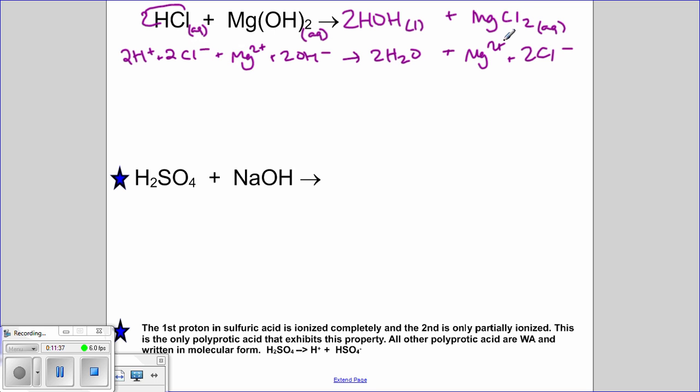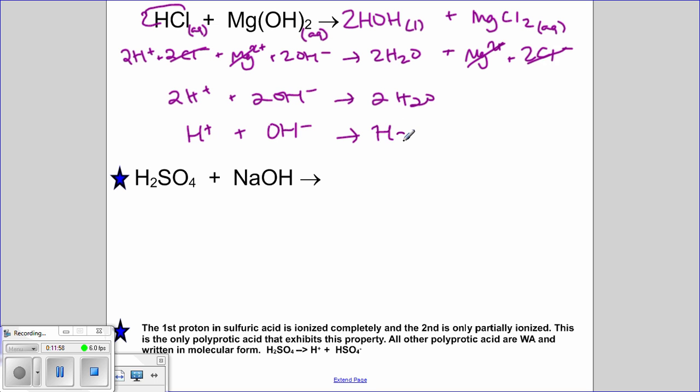Once you go through and cancel out your spectator ions, you'll see that magnesium 2 plus goes away, 2 chlorines go away, leaving us with 2H plus, 2OH minus yielding 2H2O. Is that the final answer? No, we need to reduce this down to 1 H plus, 1 OH minus, and an H2O. That's because the NIE needs to be in the lowest coefficients across the board. And if you want to keep that labeled liquid so that you don't forget there's a reason you didn't cancel that out. Okay, so that's our final answer. That's our NIE for this reaction.